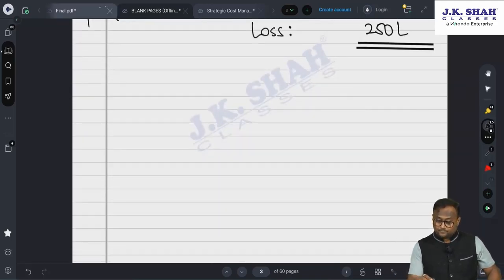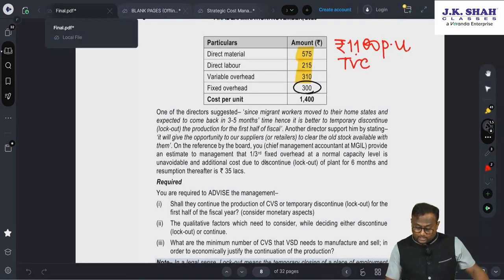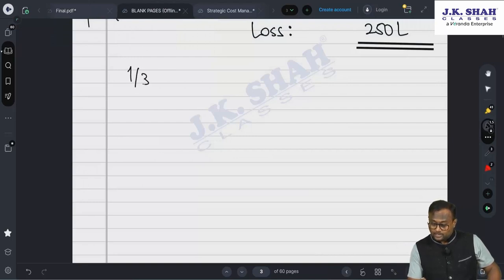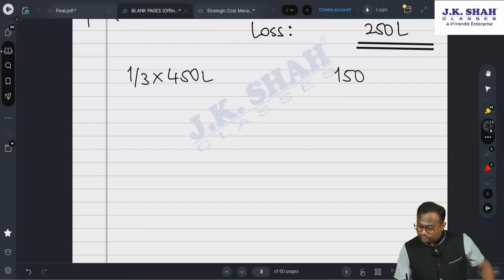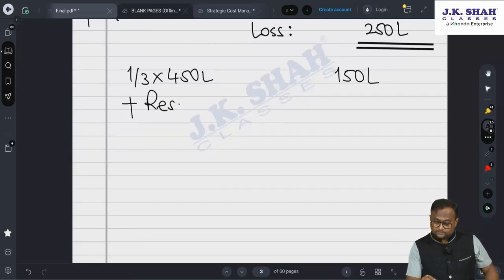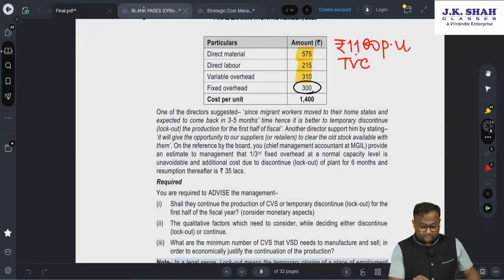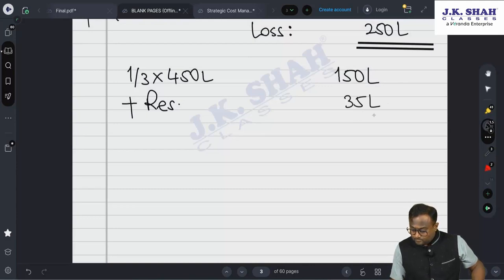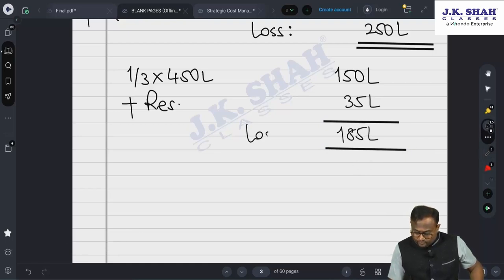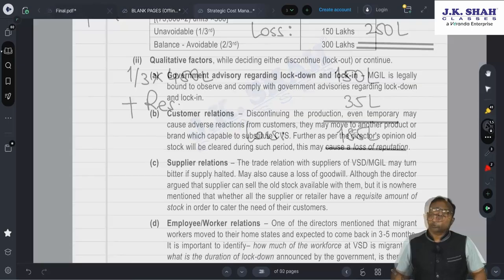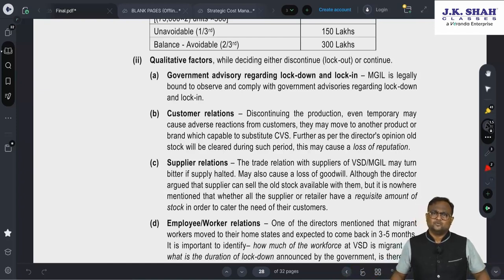If I shut down, one third is unavoidable. That means one third will be incurred anyhow. So one third of 450 lakhs, 150 lakhs, will be incurred anyhow, plus restoration charges. Once you shut down the plant, to restore and restart the plant, there is an additional cost of say 35 lakhs given. So ideally, if I shut down, my loss will be 185. If I continue, my loss will be 250. I think it's better to shut down. So on economic grounds, yes, we should shut down the plant because we can save the loss.